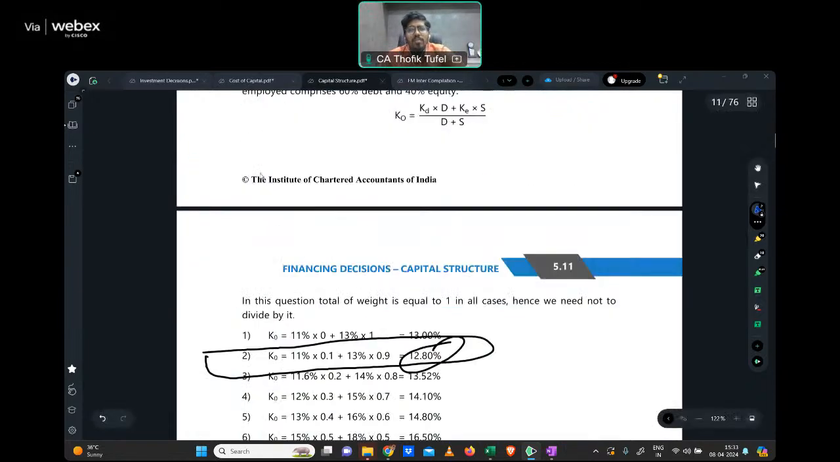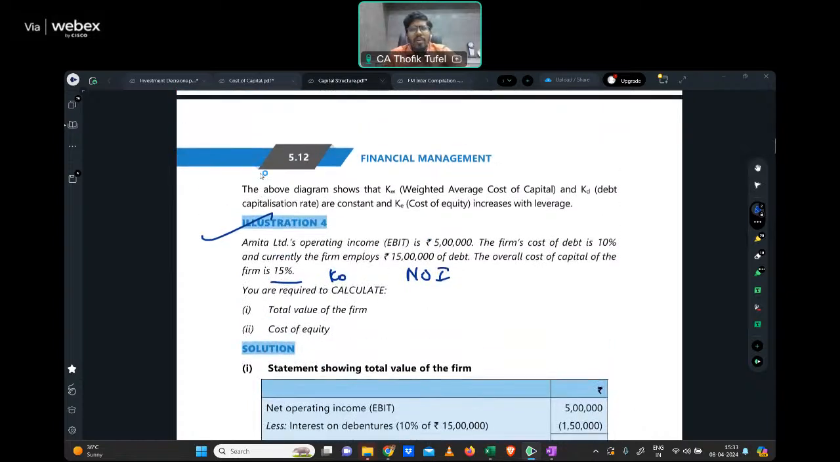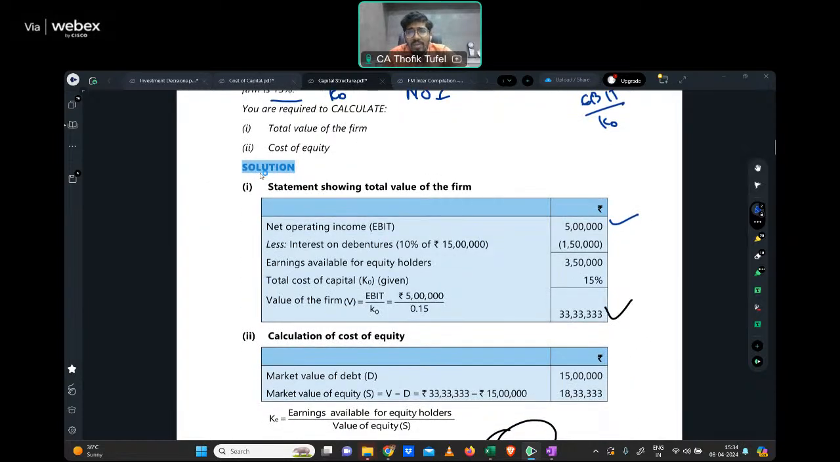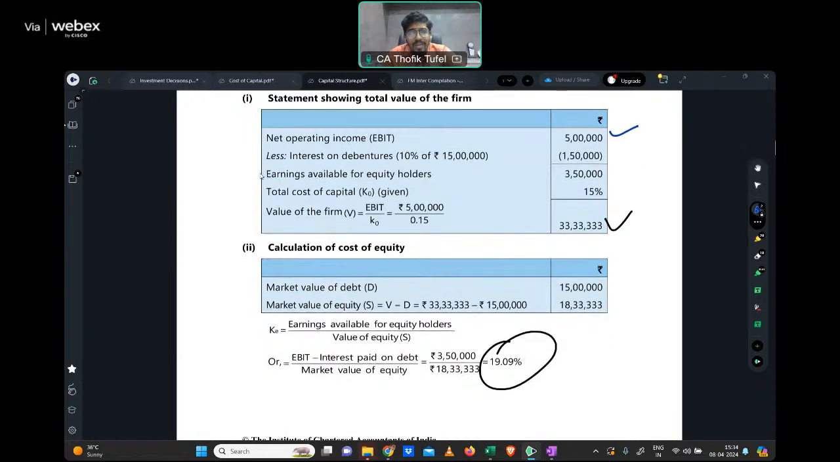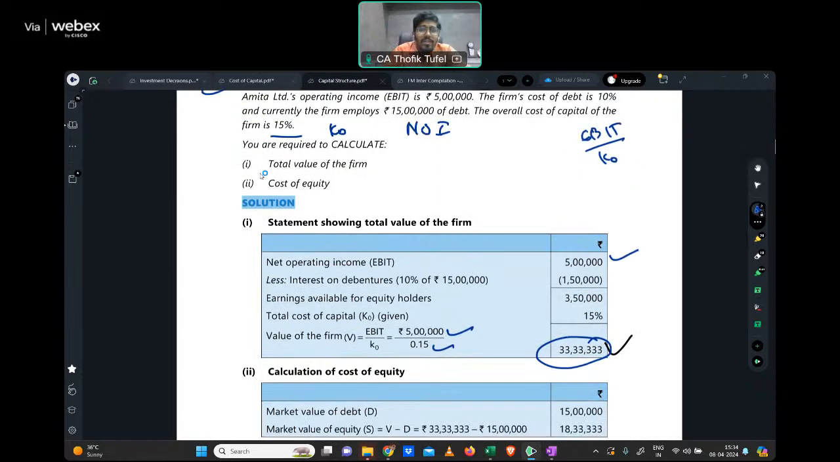So let us do illustration number 4 now, net operating income. Find out the value of the firm. How will you find out the value of the firm? Already said, EBIT divided by KO. What is EBIT? 5 lakh rupees. What is KO? 15%. So EBIT 5 lakh divided by KO, you will get 33,33,333. So this becomes your value of the firm.